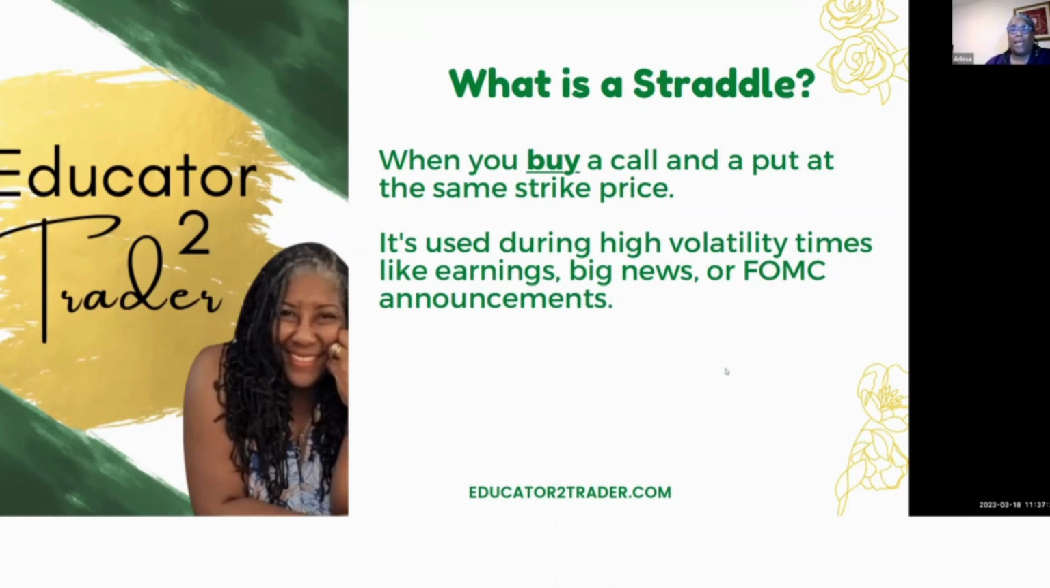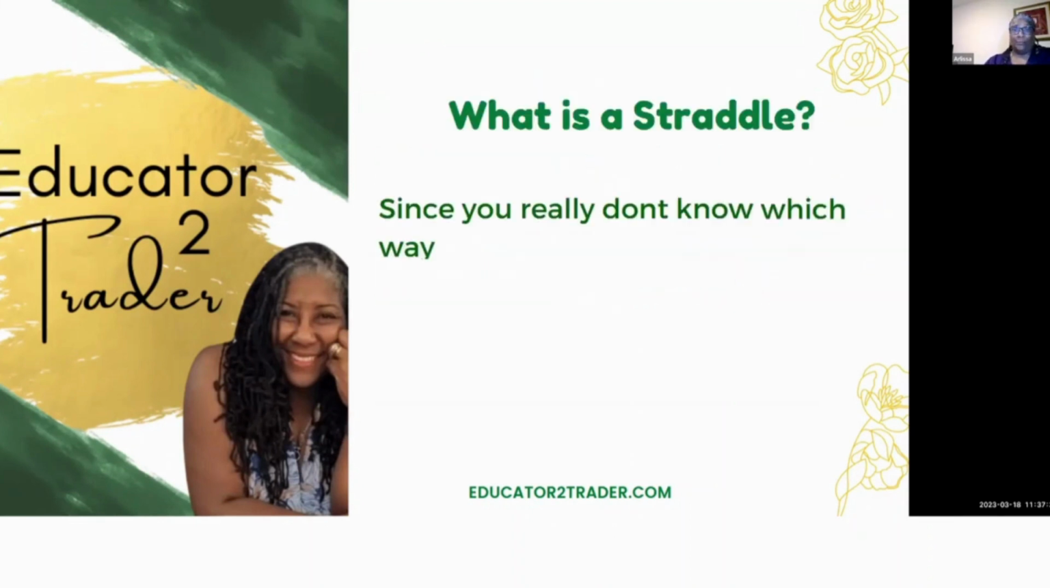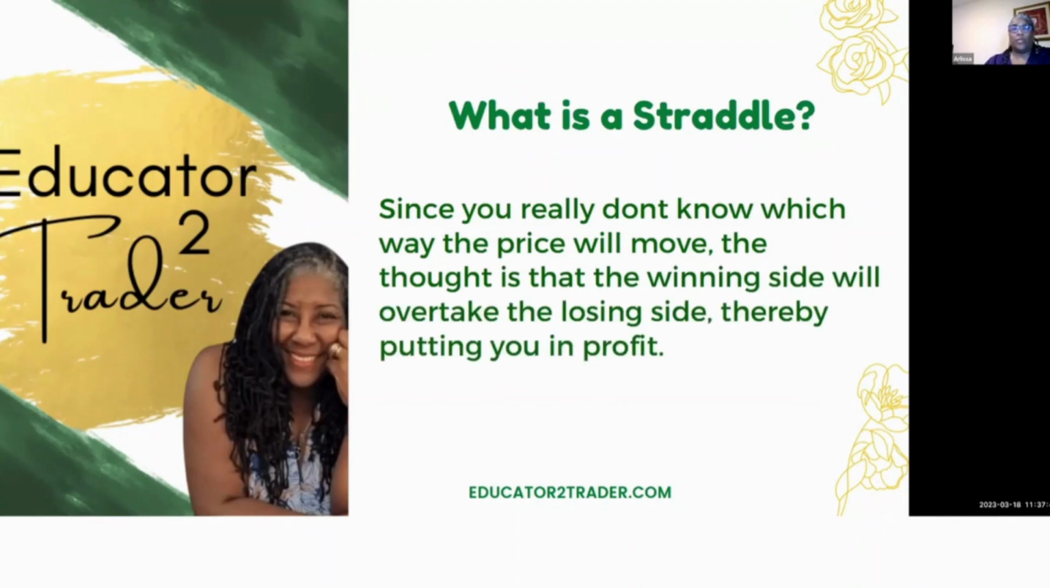You're buying a call and a put at the same strike price. You're buying. It's a buying strategy. It's used during high volatility times like earnings or big news or FOMC announcements. That seems to be anytime Jerome is going to speak, seems like we need a straddle, right? Since you really don't know which way the price will move, the thought is that the winning side will overtake the losing side and thereby put you in profit.